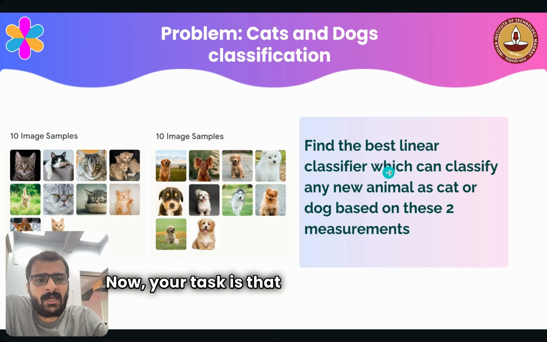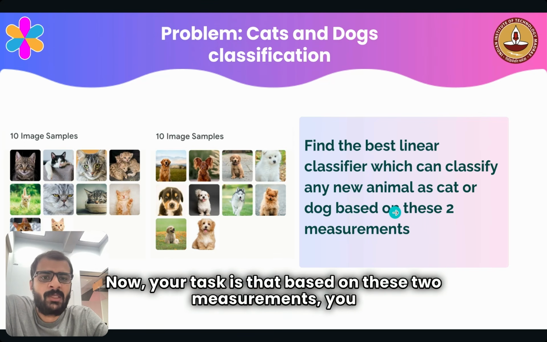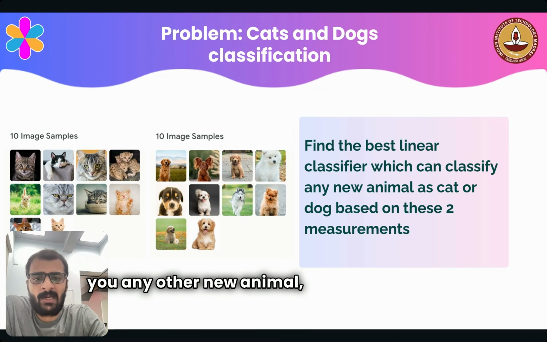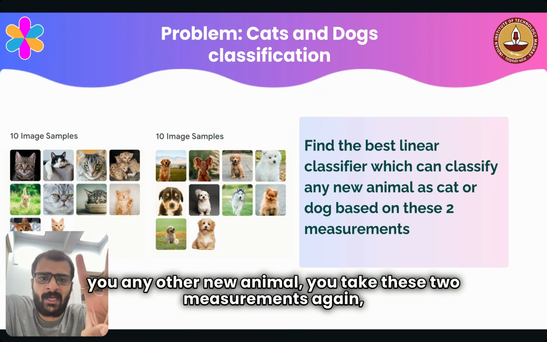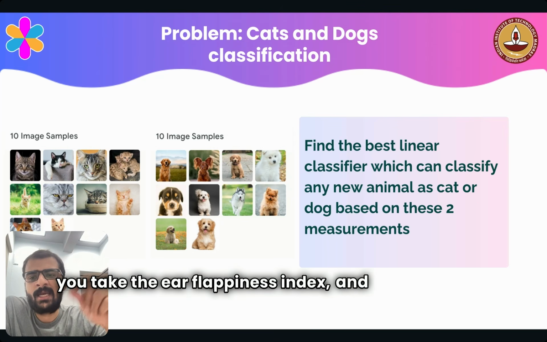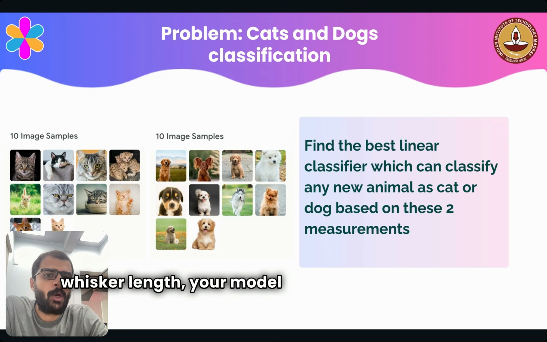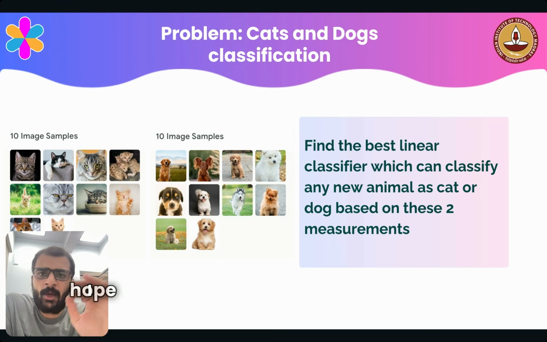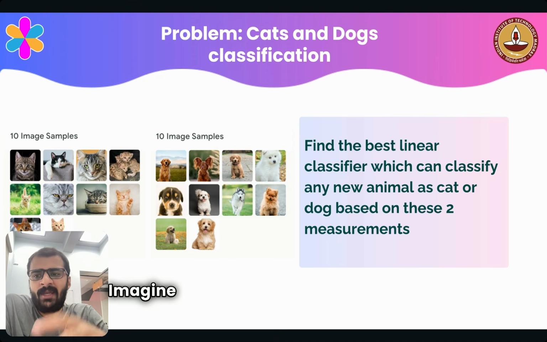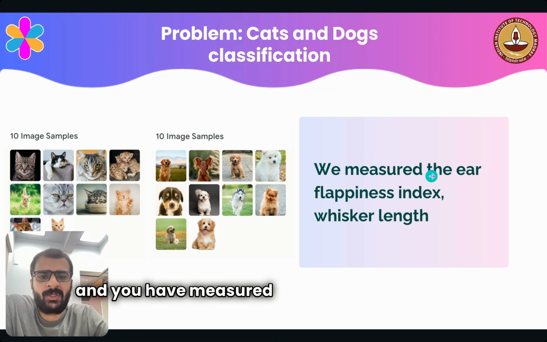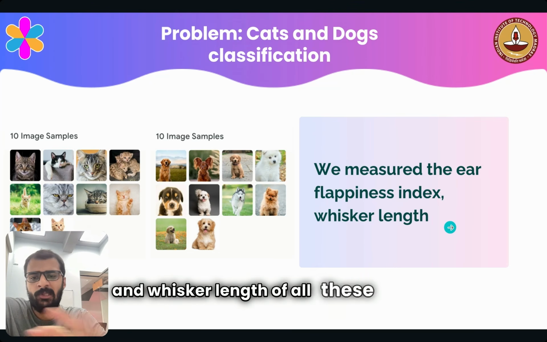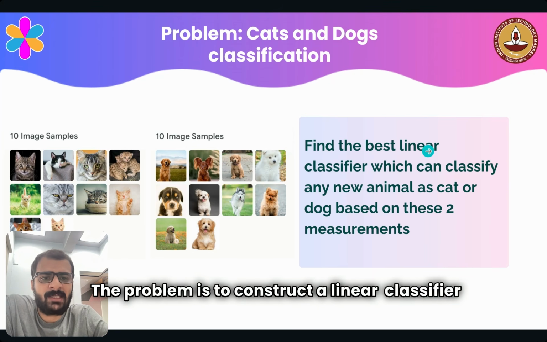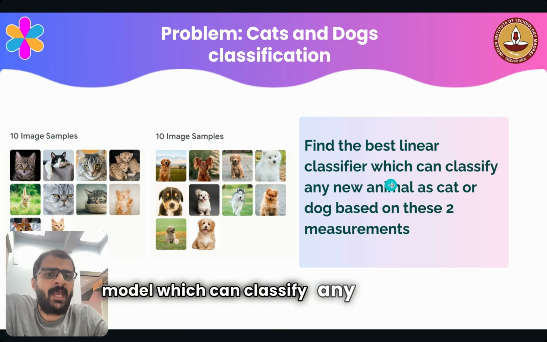Now, your task is that based on these two measurements, you have to build a linear classifier so that if I give you any other new animal, you take these two measurements again. You take the ear flappiness index, and if you measure the whisker length, your model should be able to predict whether it's a cat or whether it's a dog. I hope everyone has understood this problem. Imagine you have 10 cats and 10 dogs, and you have measured the ear flappiness index and whisker length of all these animals. That's your training data.